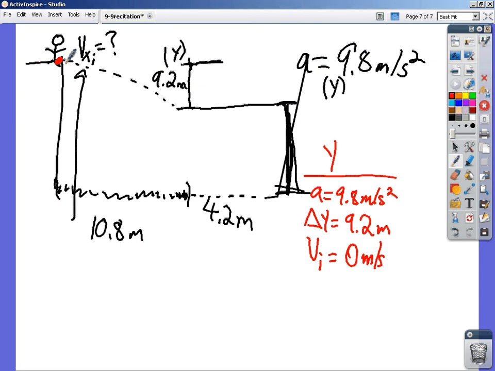Time is going to be the same in both X and Y. We have to use the same formula we've been using. We're going to use that one a lot.